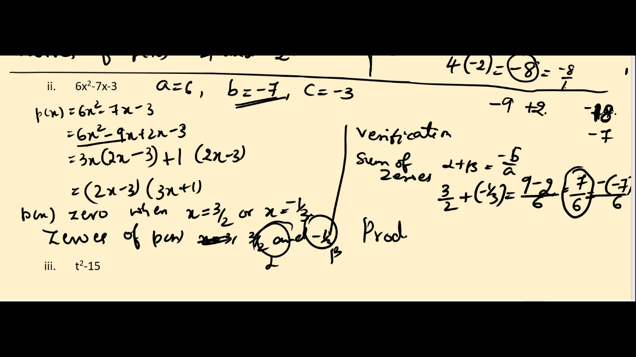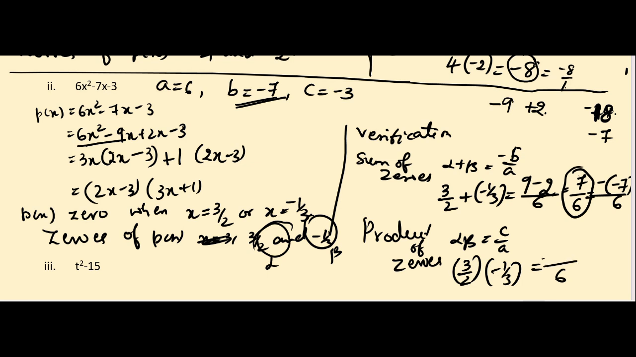Then the product of zeros. The product of zeros, alpha into beta is equal to C by A. Alpha into beta means 3 by 2 into minus 1 by 3 is equal to C by A. Sorry, we will simplify this. 3 2s are 6. Minus into plus into minus means minus, 3 1s are 3. C by A. C is nothing but here minus 3 and A is 6. See here, the same answer we got.